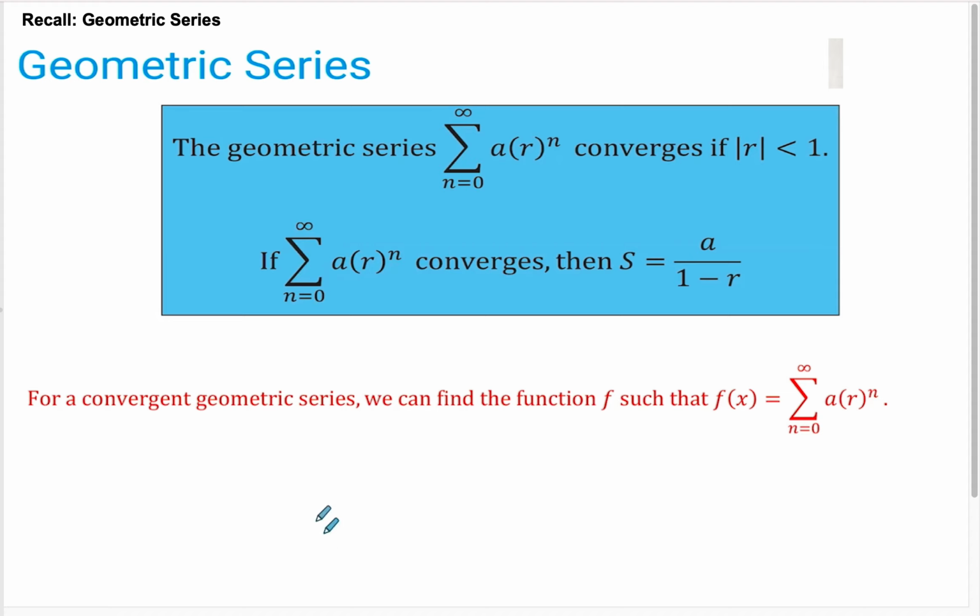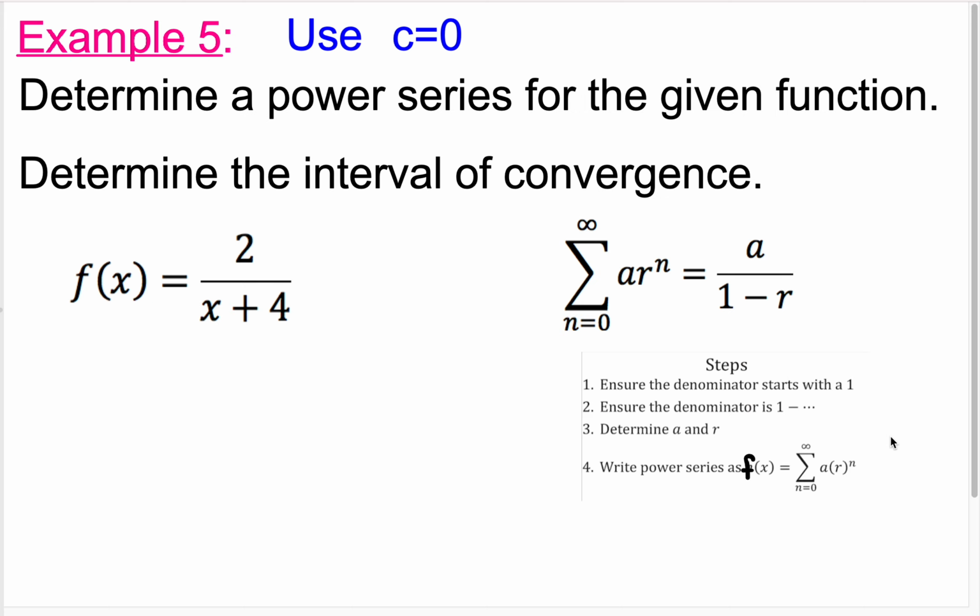So for a convergent geometric series, we can find the function f such that f of x is equal to, that looks very familiar, the geometric series. So here we go. And on the AP test and on our test, you will only deal with Maclaurin geometric series, meaning we're always going to be centered at 0.